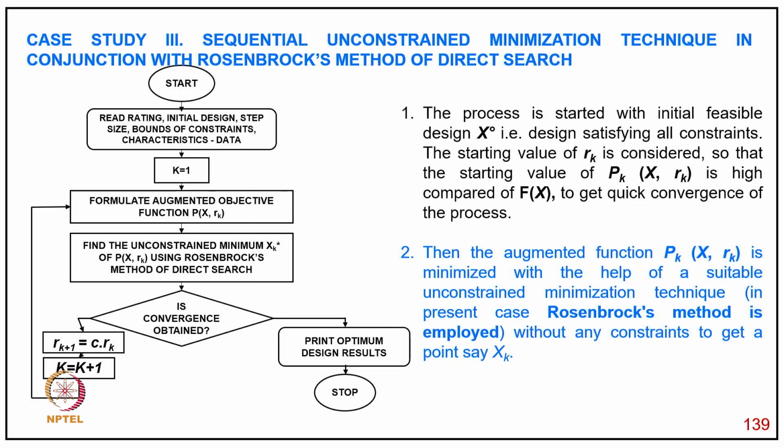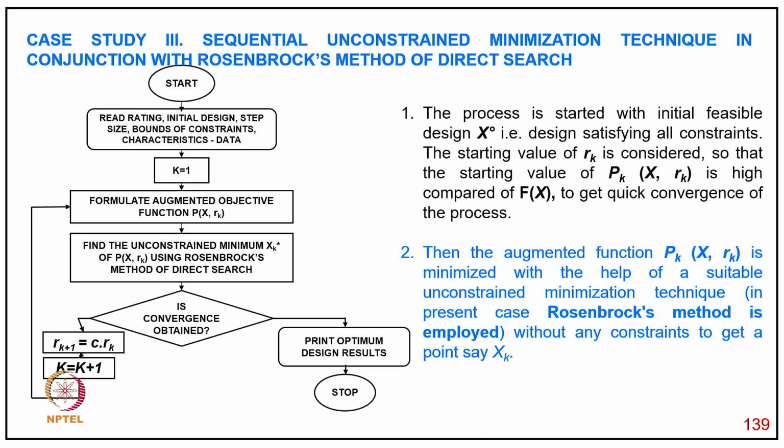Read the initial design, step size, boundary of constraints, and characteristic data. Starting from k, formulate the augmented objective function P_k. Find the unconstrained minimum of this. Is convergence obtained? If yes, print the optimum design. If no, then you have to change the penalty factor and go on in an iterative manner.